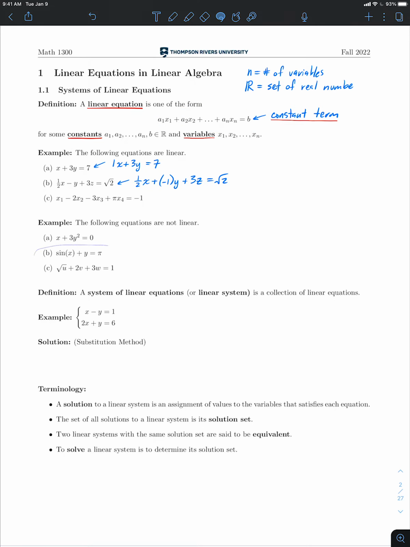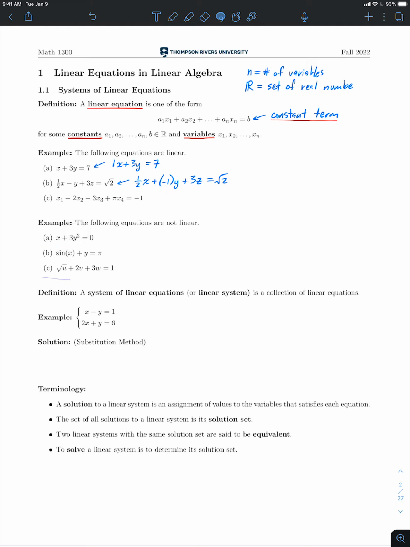Okay, and the second example here, sine of x plus y is equal to pi. That's not a linear equation either. Now the pi as a constant term on the right-hand side, that's no problem because pi is still a constant, but it's the sine function which has been applied to x. That's what makes it not a linear function.